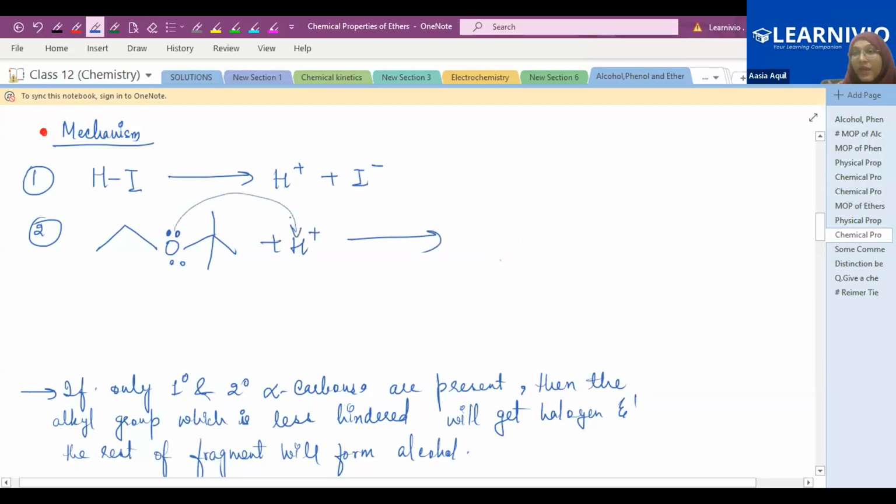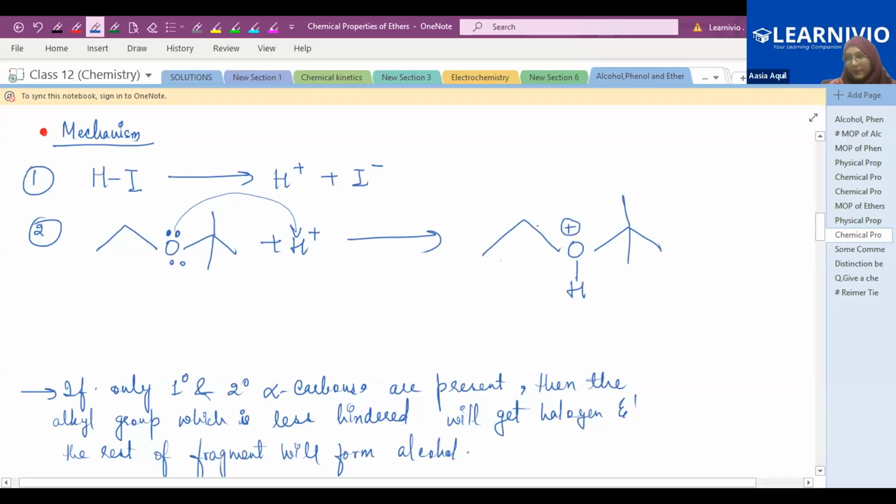There will be a protonation of this oxygen, right? Because there is a halogen acid. It is an acid and it contains H plus ion. So oxygen has a lone pair. It will abstract this H plus ion, this hydrogen proton, and so again, this oxygen has three bonds, so it will acquire positive charge.